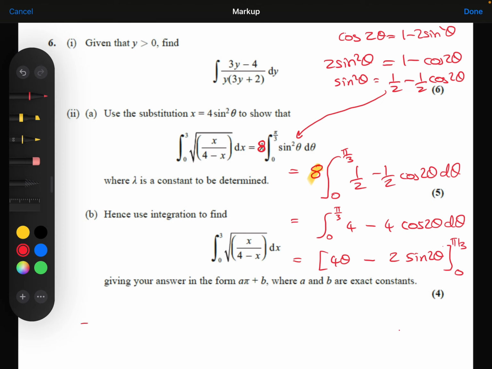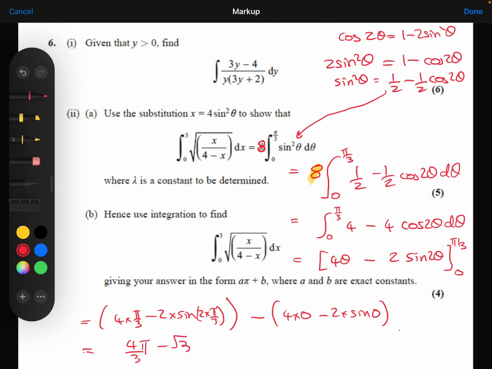Now to substitute the limits in, so we've got 4 times pi over 3 minus 2 times sine 2 times pi over 3, minus 4 times 0 minus 2 times sine of 0, which gives as our answer 4 over 3 pi minus root 3. And that is my answer in the form required. A is my 4 over 3, and B is the minus root 3. So we're done.